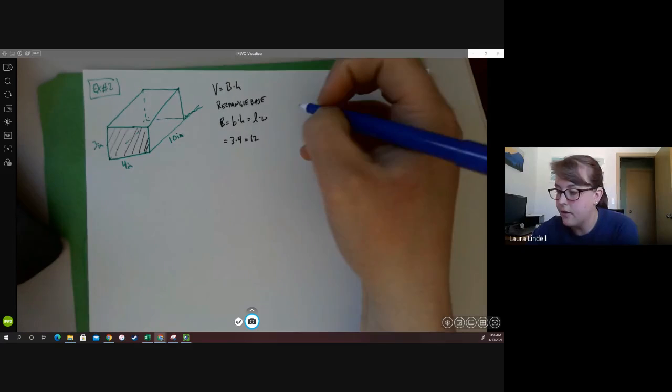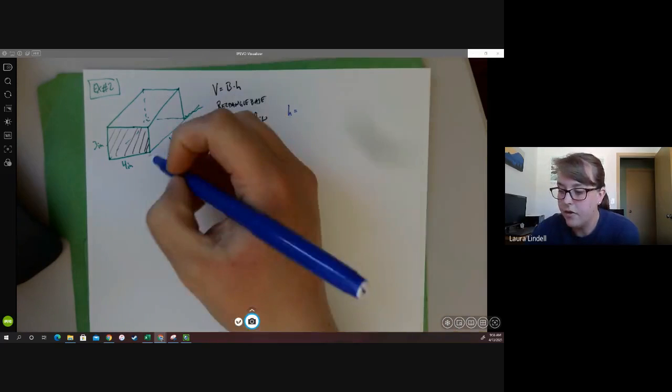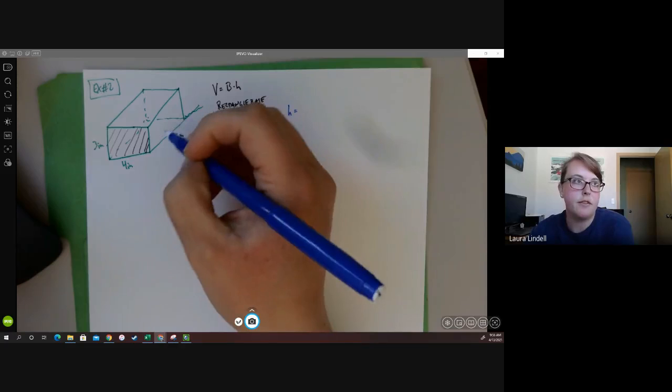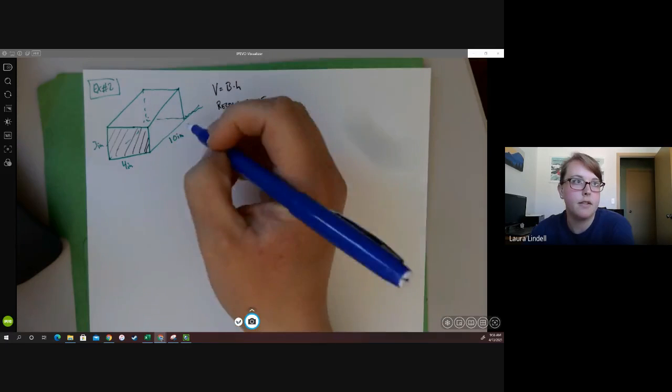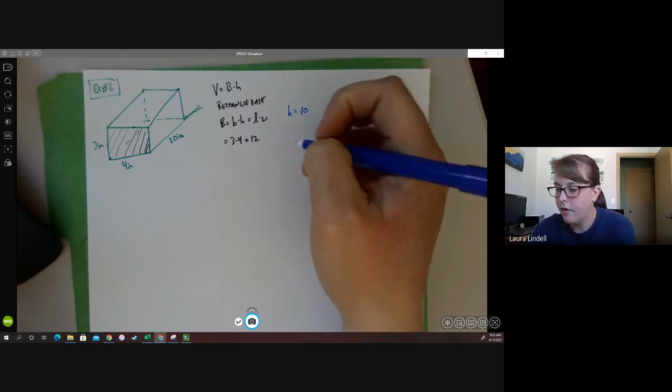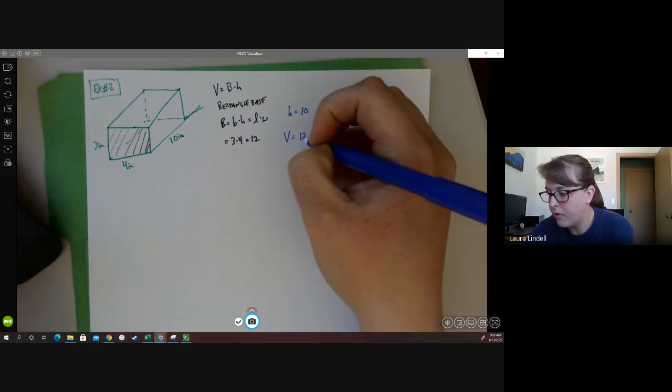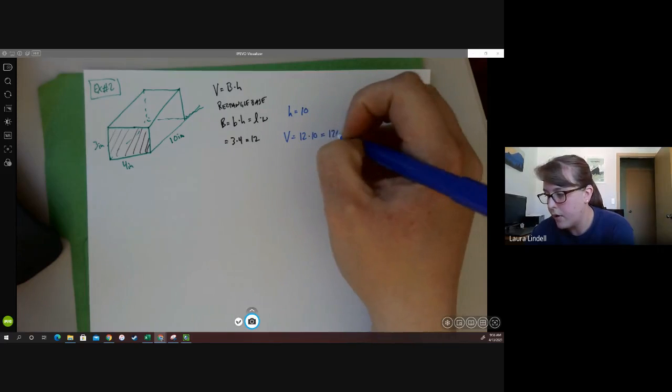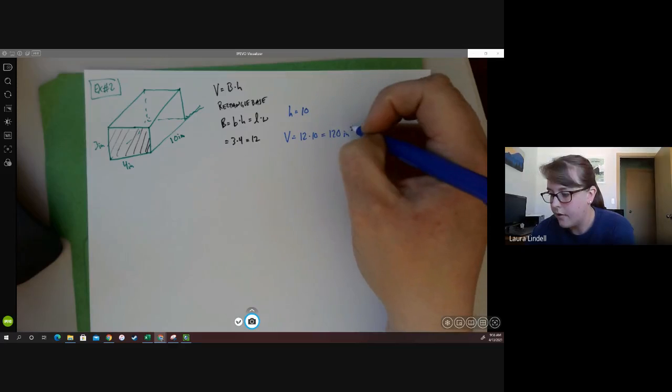And then our height is just the other number that's involved. It's the distance from the front to the back here, 10. And so then our volume is just going to be 12 times 10, which is 120. And then it's cubic inches.